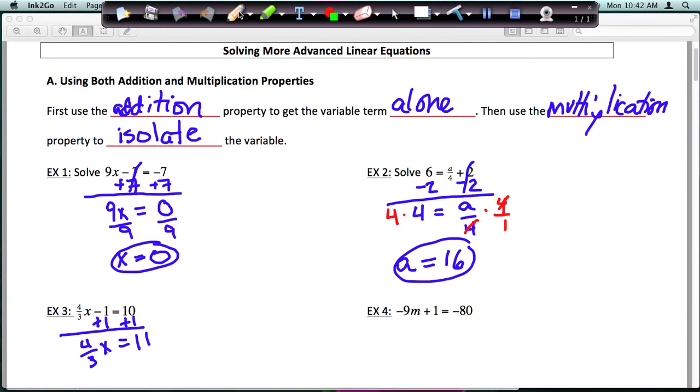Okay, now we have a fraction next to the variable. Remember, the easiest way to get rid of a fraction is to multiply both sides by its reciprocal. So I'm going to multiply both sides by 3/4, because that means over here, these 3's and these 4's will cancel. And so on the left-hand side, I'll have x equals 11 times 3/4, which is 33 over 4.